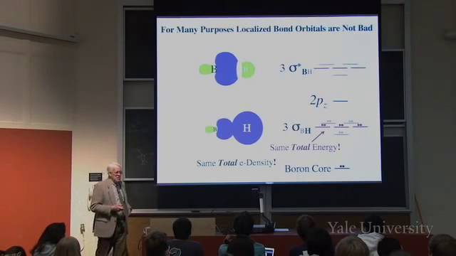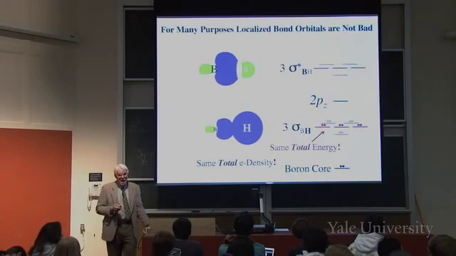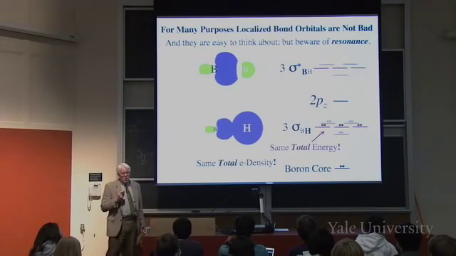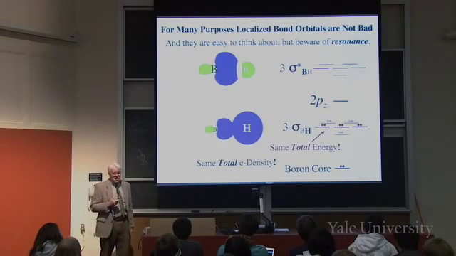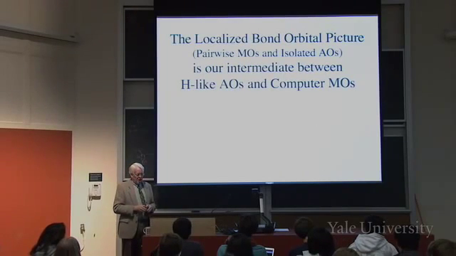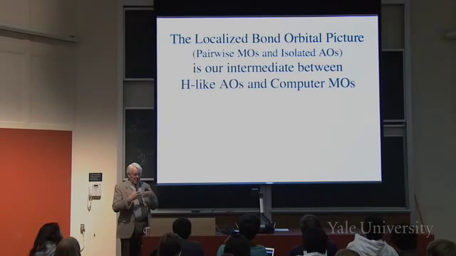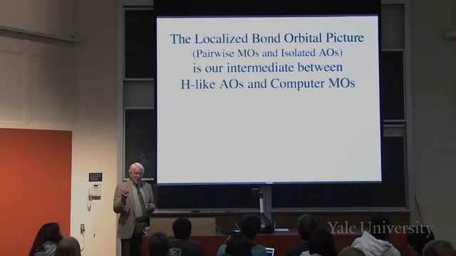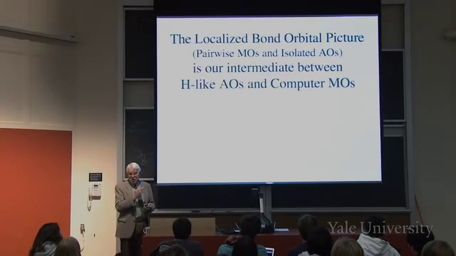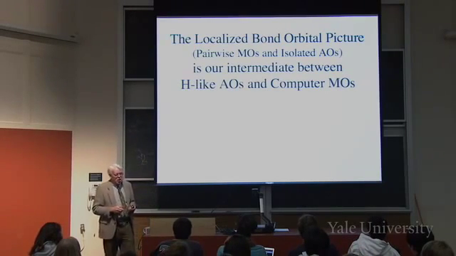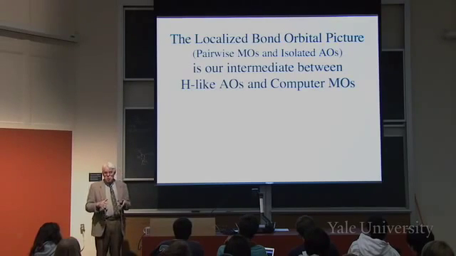Okay? So for many purposes, localized bond orbitals are not bad, and they're certainly a heck of a lot easier to think about. But beware of resonance, right? Because sometimes this isn't going to work, so we'll have to understand how that works. So the localized bond orbital picture, pairwise molecular orbitals, that is two atoms coming together to overlap, and also there'll be isolated atomic orbitals, like unshared pairs, or isolated vacant orbitals, like the pz orbital of boron that we just saw. This picture will be our intermediate between hydrogen-like atomic orbitals, which we really understand. You just look up in the table and you got them, right?